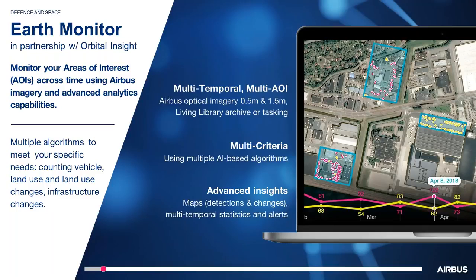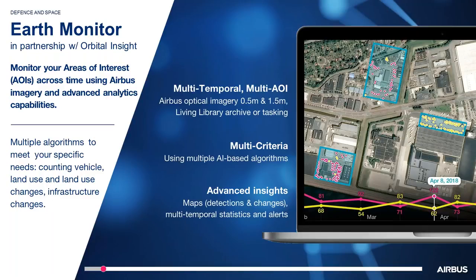Based on these images, Earth Monitor can run several algorithms, several analytics, artificial intelligence based. So we are able to count several objects or detect some changes. We will see this just after. The big advantage of Earth Monitor is the capability to provide some advanced insights. For example, you can detect some changes on a map or get multi-temporal statistics and alerts.